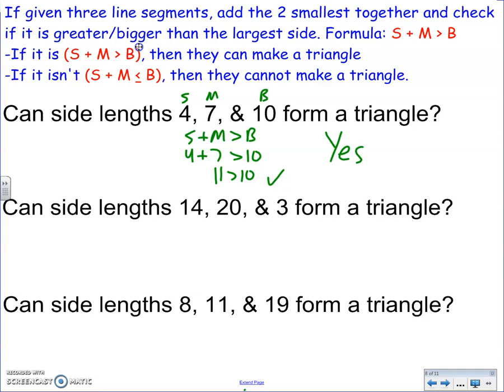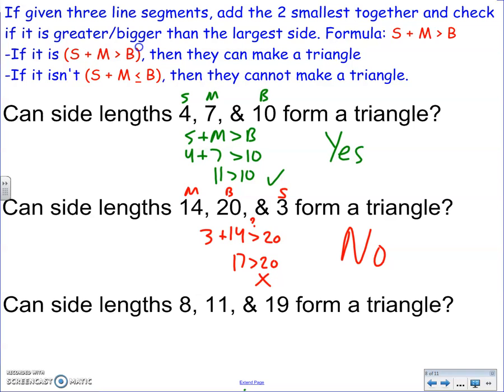Here's another one. Can the sides 14, 20, and 3 form a triangle? Now this is out of order, but that's fine. The smallest is 3. The middle is 14. The largest or biggest is 20. So from the formula, 3 plus 14 is supposed to be bigger than 20. Now we're checking. We don't know that yet, so put a question mark. 17 bigger than 20? That is false. So no, this cannot make a triangle.